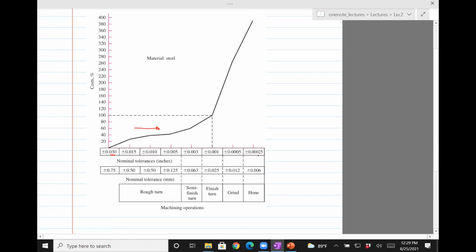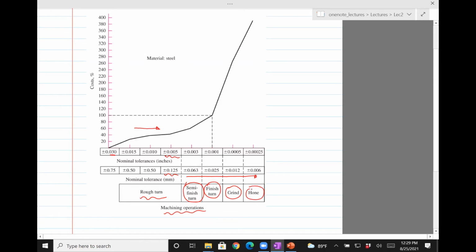Okay, so if you're using a machining operation like a lathe, then you just have to do rough turns to get to an accuracy of up to 0.005 inches or about 0.125 millimeters. But the moment you start going down from this range all the way down, you have to do semi-finished turn, finished turn, grinding, honing.